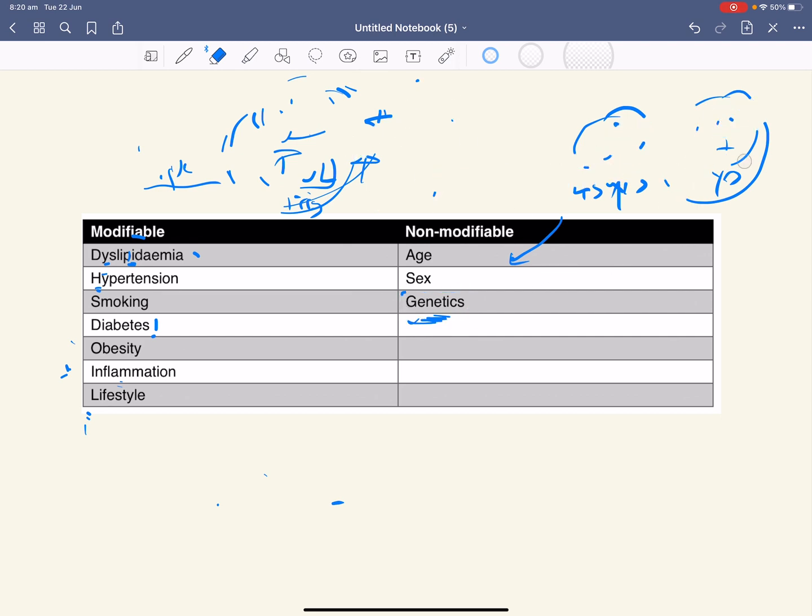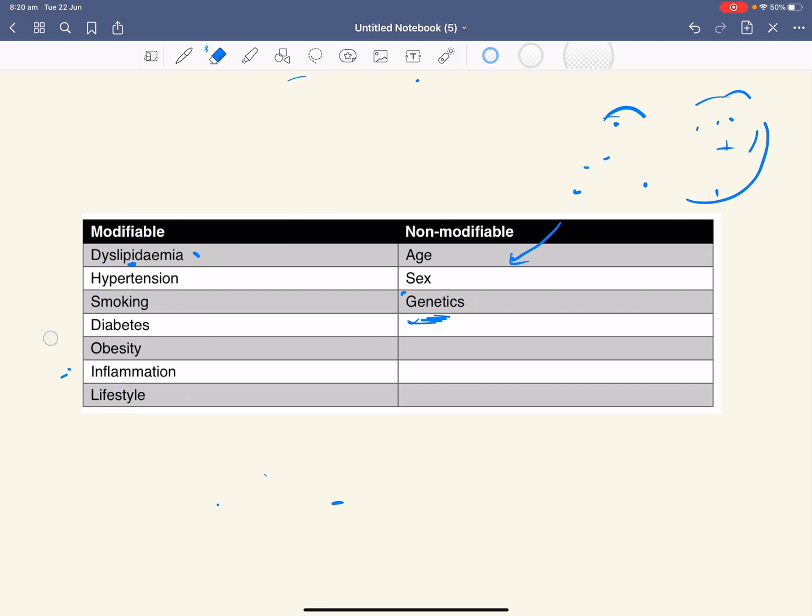Okay, I'll just get rid of all this. So, sorry, this is a slow eraser.